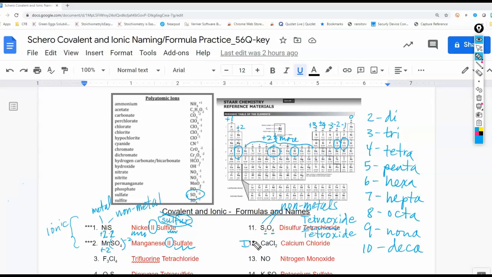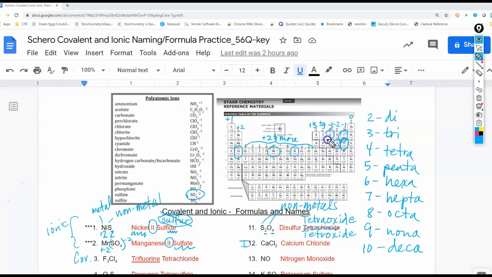Okay, so let's look at 3 and 13 now. For 3 and 13, we have F3Cl4, and I can see that in fact F and Cl are both nonmetals, so I'm going to have trifluorine tetrachloride with an IDE ending. So this was a covalent molecule because I know that it's made of two nonmetals.